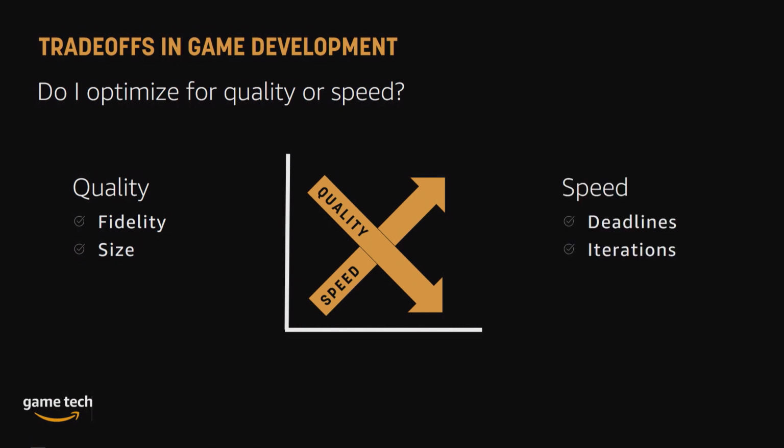On the speed side of things, I have things like deadline iterations. I need to get my content out to players as fast as I possibly can. This isn't a problem just with terrain generation. We also see it in nav mesh generation, light map making, things like that.